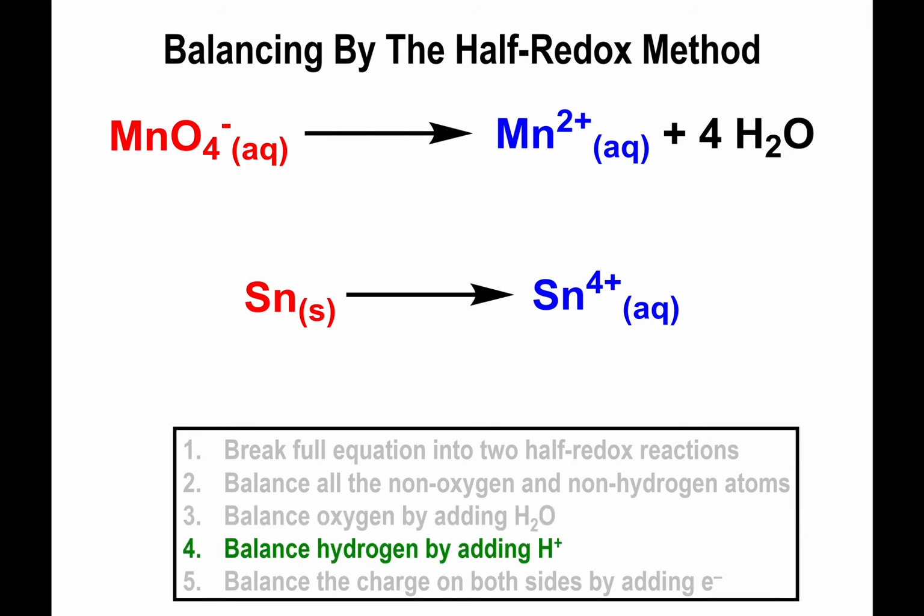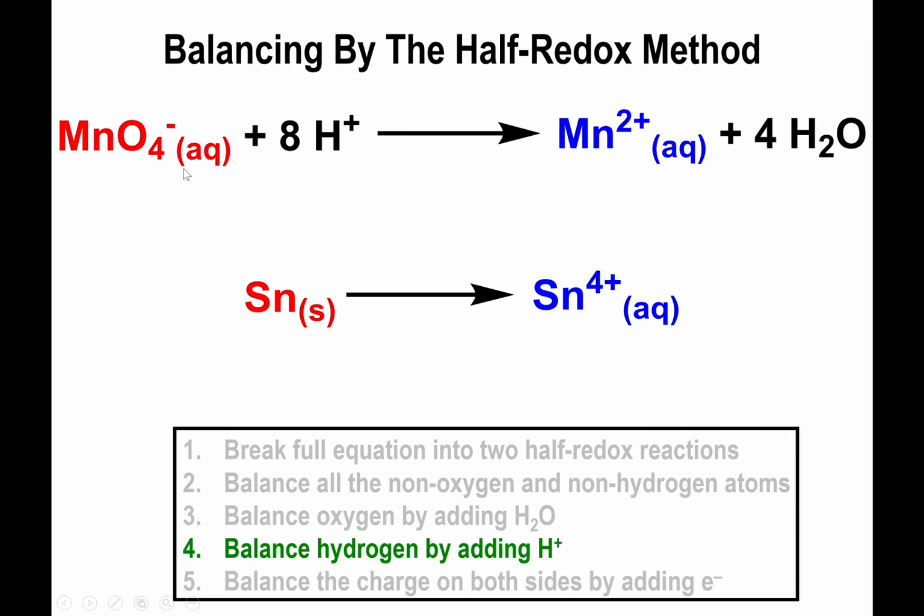Now we need to balance the hydrogens by adding enough H pluses to whichever side needs it. On the first equation, we have 8 hydrogens on the right side and no hydrogens on the left side. So we'll add 8 H pluses to that particular section of the equation. Once again, the second equation doesn't have any oxygens or hydrogens, so we don't need to do anything in terms of balancing oxygen or hydrogen for the second equation.